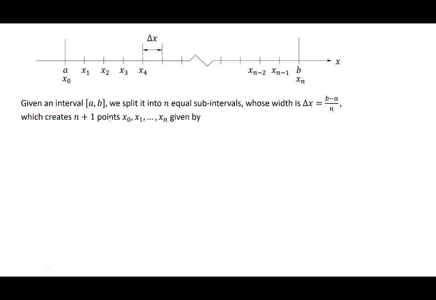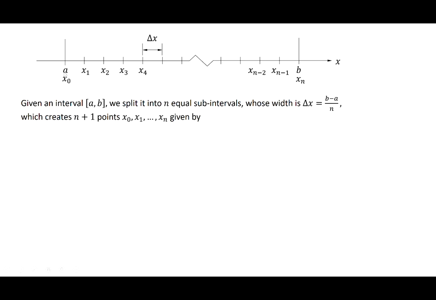So that's what I'm stating here. Given an interval AB, we split it into n equal subintervals, whose width is delta x equals B minus A divided by n. And what does that do? It creates n plus 1 points, namely x sub 0, x sub 1, x sub 2, all the way up to x sub n. I'm about to tell you what x sub 0 and x sub 1 and all of these things have to be. Do you know what x sub 0 needs to be?